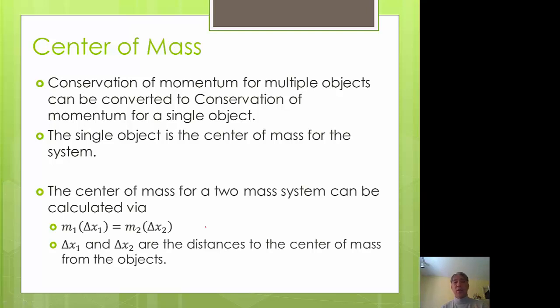So how do I calculate the center of mass? The center of mass is basically taking one of the masses and multiplying it by its distance from the center of mass, and the other object times its distance from the center of mass. So m1 delta x1 equals m2 delta x2. Think of it as a balanced seesaw type of situation.